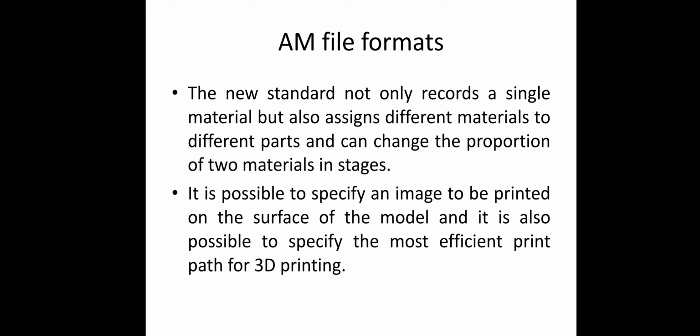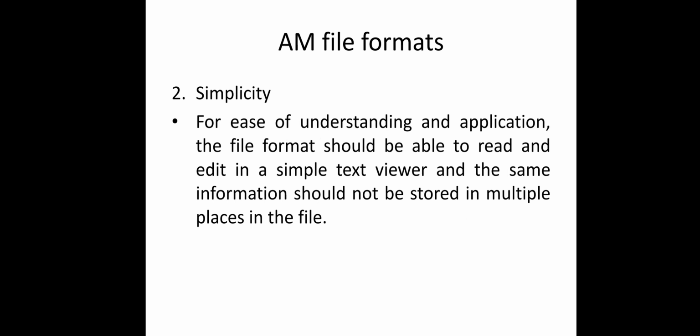And the new standard not only records a single material but also assigns different materials to different parts and changes the proportion of two materials in stages. That is, the file format should contain this data. It is possible to specify an image to be printed on the surface of the model. It is also possible to specify the most efficient print path for 3D printing. The AMF file format should have these features.